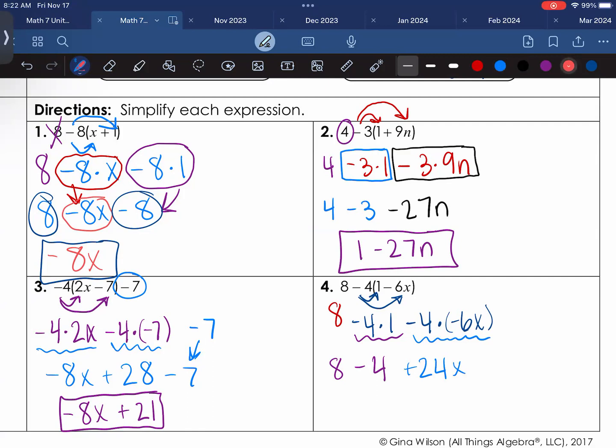Now we can combine like terms. 8 minus 4 is 4. Nothing combines with our 24x because it's a variable. No other variable terms. All right, if you did not get both of these correct, stop here, ask for help.